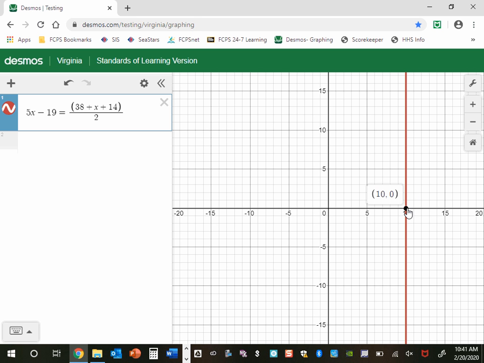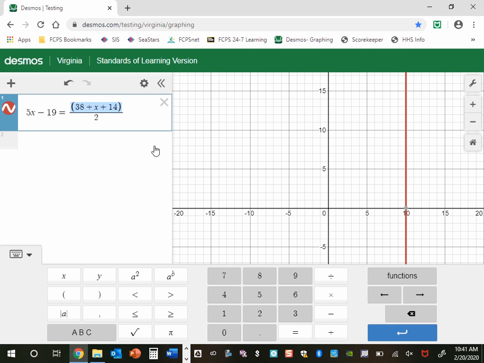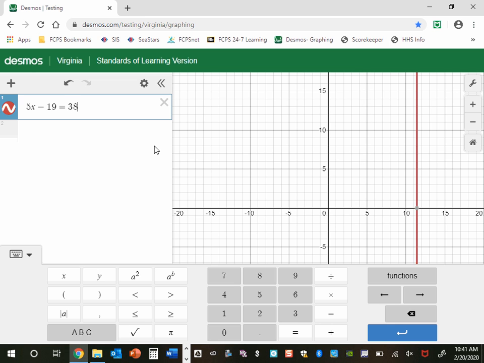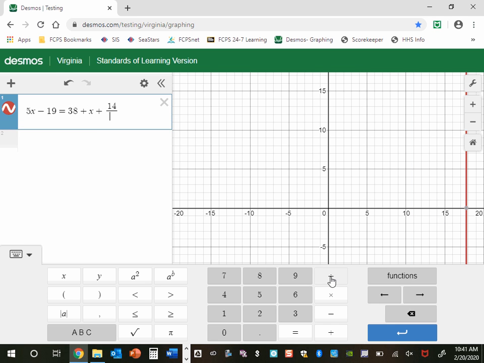You get 10. If you do not use parentheses over here, let's say that you type in 38 plus x plus 14 and then divide by 2. Is that the same thing? No. You don't get the same answer, and it's just dividing that last number by 2. So that's basically 7. If that happens, just backspace, and you can add in your parentheses. Either way, you gotta have them. Then divide by 2. Make sense?